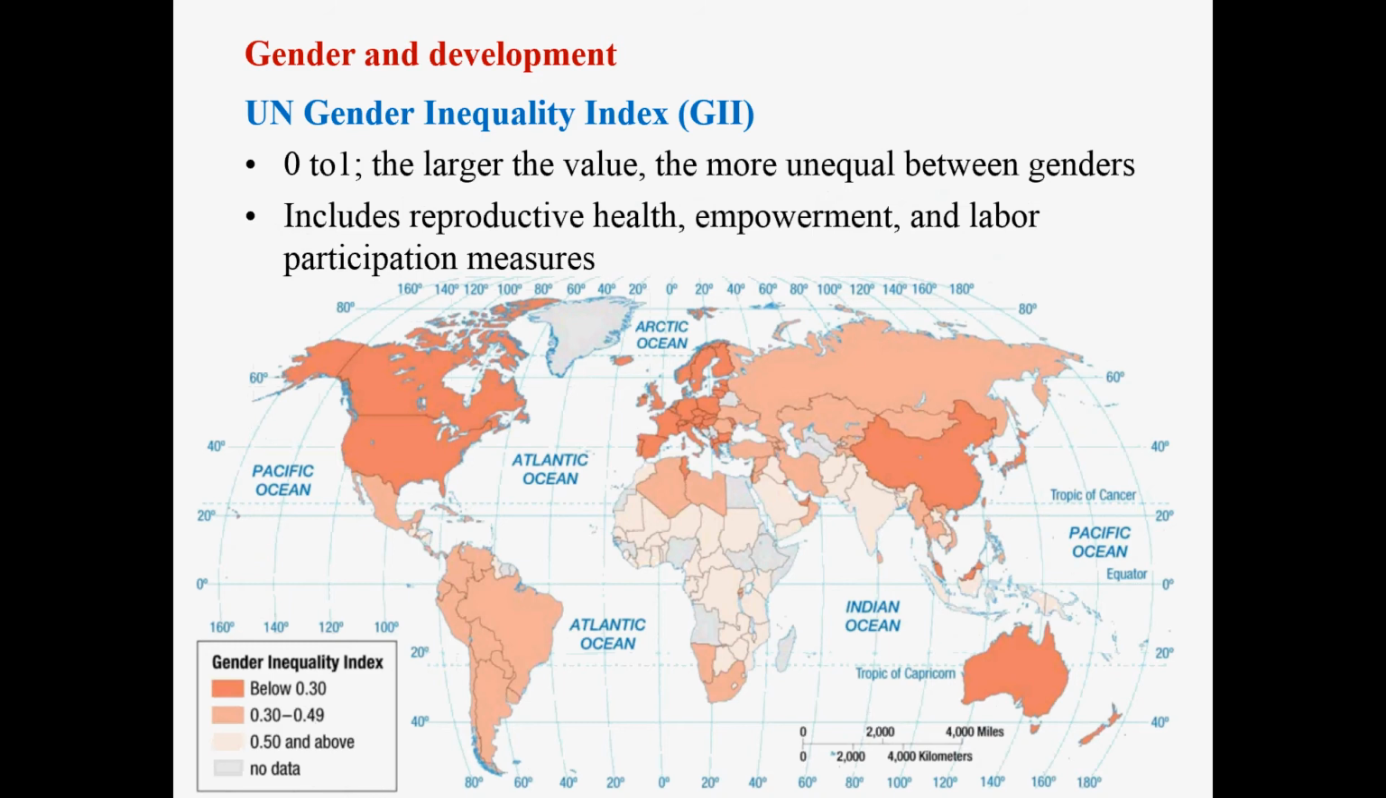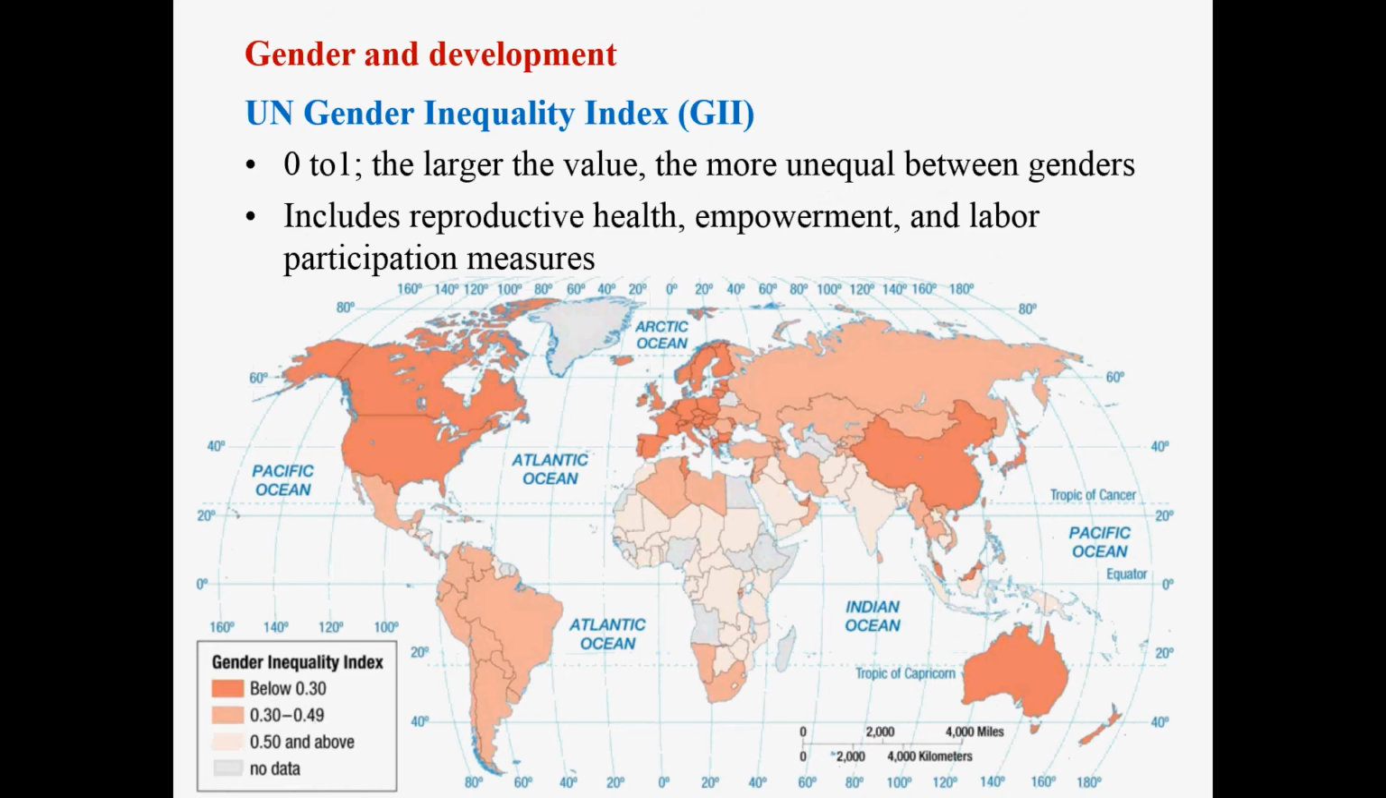Another important issue in discussion of development is gender equality. This is always regarded as one important dimension of development, how we can reduce gender inequality. That's why the United Nations developed a Gender Inequality Index, GII. How this index works, again, it runs from 0 to 1. The larger the value, the more unequal between different genders.